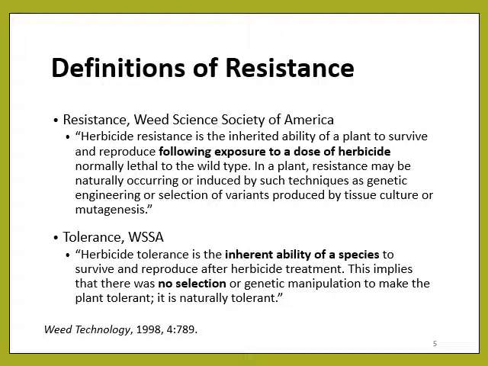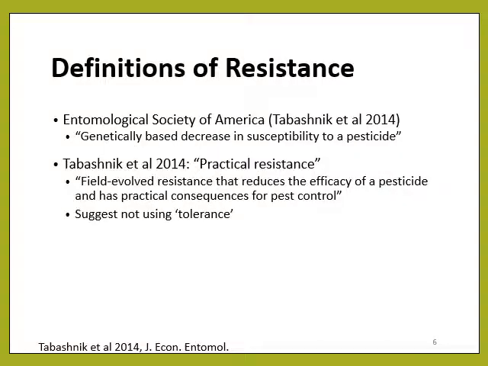This is the Weed Science Society of America definition of resistance, showing that it's an inherited ability of a plant to survive and reproduce following exposure to a dose of herbicide that would normally be lethal to the wild type. When we're talking about entomology, this is a definition I really like. So this definition is a genetically based decrease in susceptibility to a pesticide. And going further to talk about something called practical resistance.